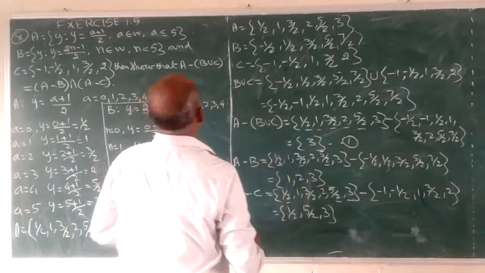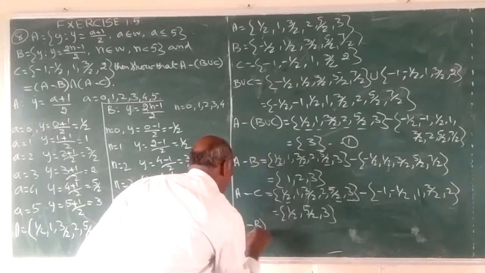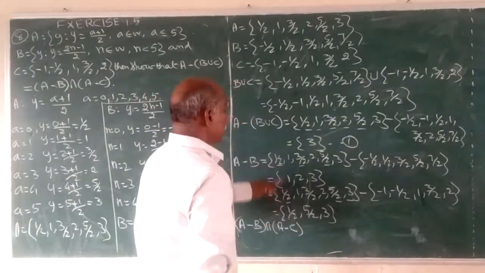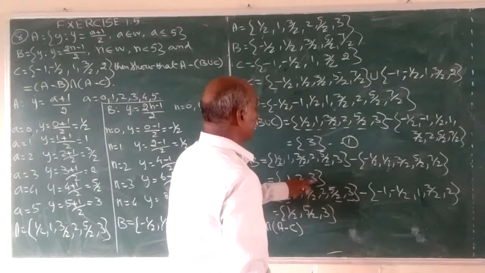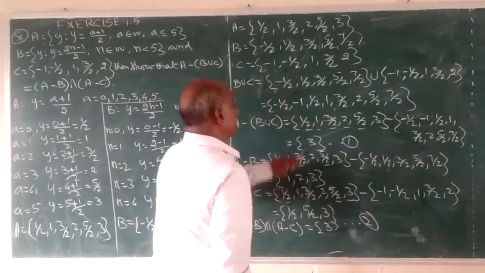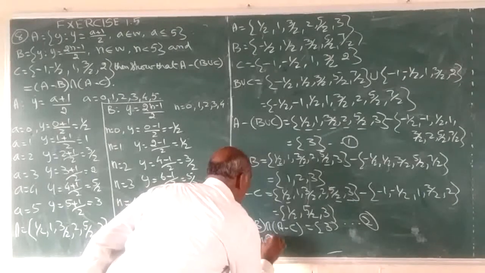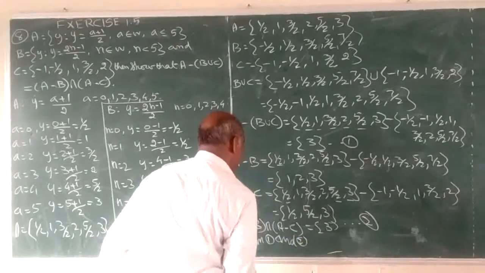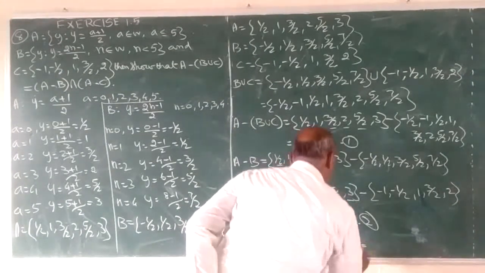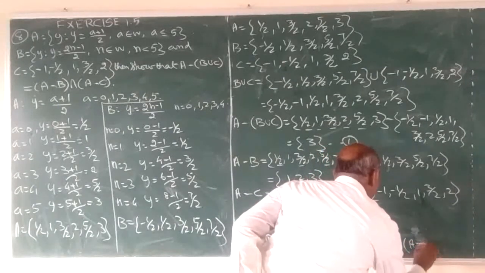Now we find the intersection between these two sets: A difference B intersection A difference C. In this only one element is common, that is 3. Take this as equation number 2. The first is also 3, the second is also 3. So from 1 and 2 we find out A difference B union C equal to A difference B intersection A difference C.